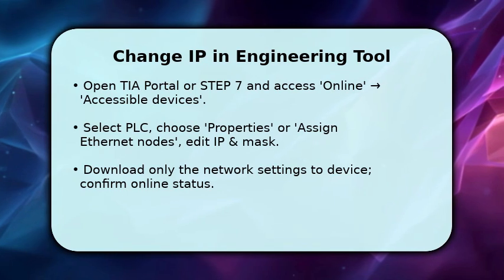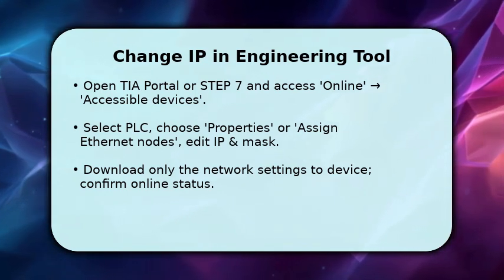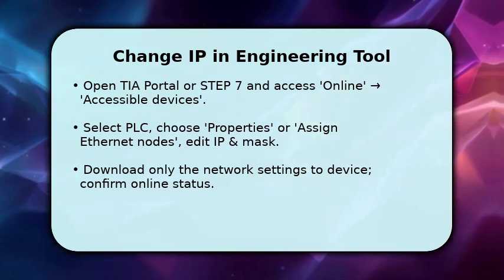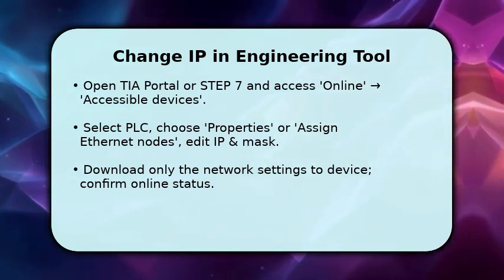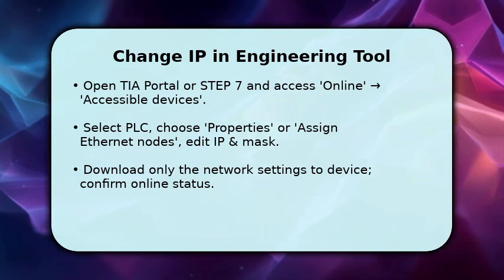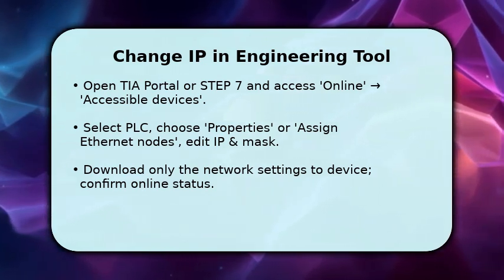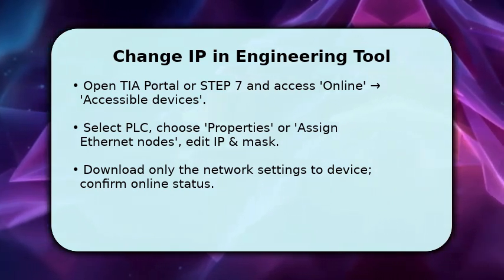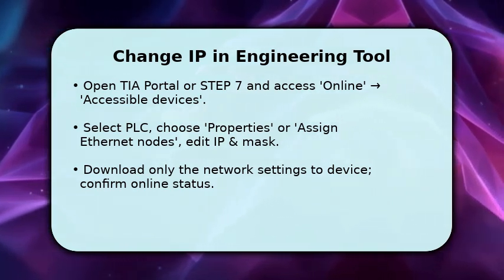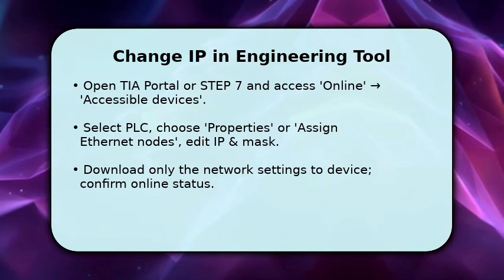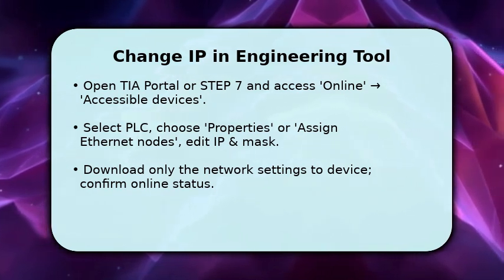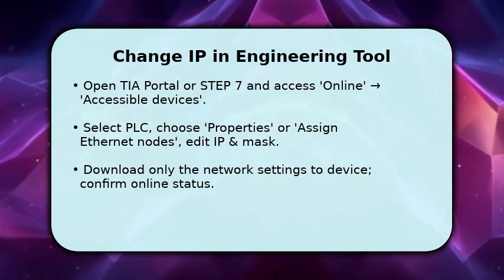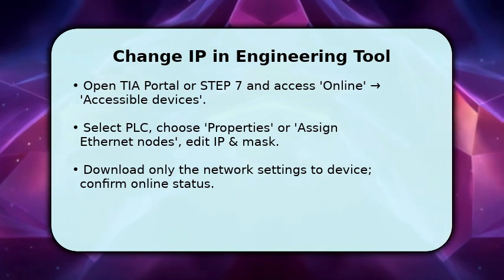With the device visible, select it and enter the network or interface settings. You will edit the IP address and subnet mask directly in the Ethernet node properties. This is the only proper method because it updates the device configuration. After entering the new address, apply changes and use the download function to push only the network parameters. Do not inadvertently overwrite user programs unless intended. Wait for the tool to confirm the PLC is online at the new address before proceeding.